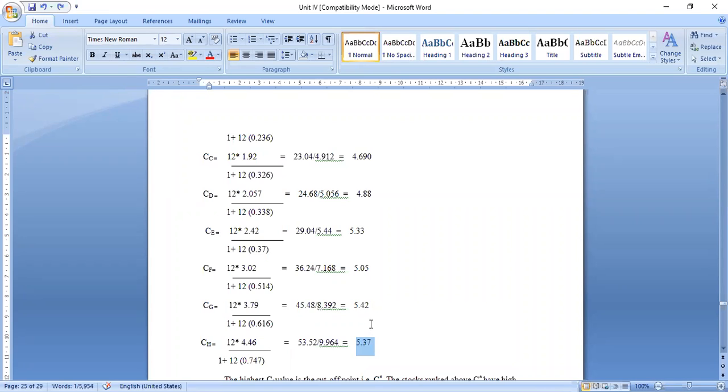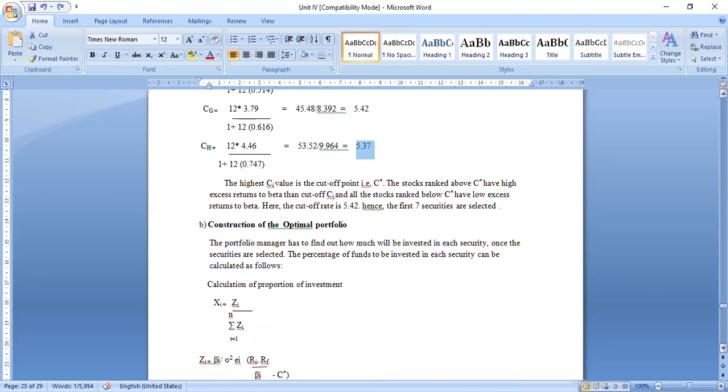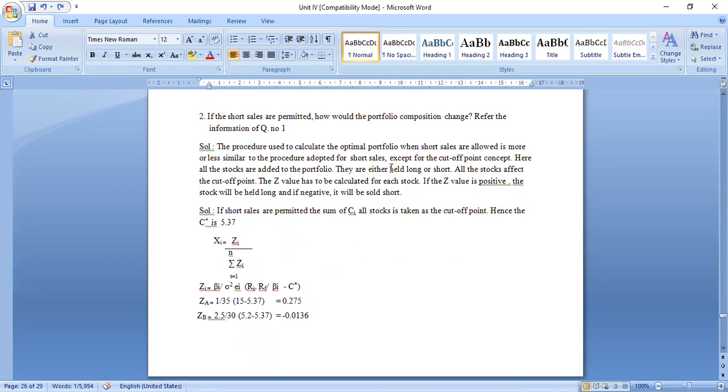It means we are going to calculate for all the securities. Now what are we going to calculate? We are going to calculate the value of XI for all the securities. So that is the meaning here, which says except for the cutoff point. Here all the stocks are added to the portfolio. They are either held long or short. Now held long or short means what? All the positive values will be considered and the negative values will be sold out, or sold short, we can name it. All these stocks affect the portfolio, and we are not taking any exceptions that we had seen with regard to without short sales.